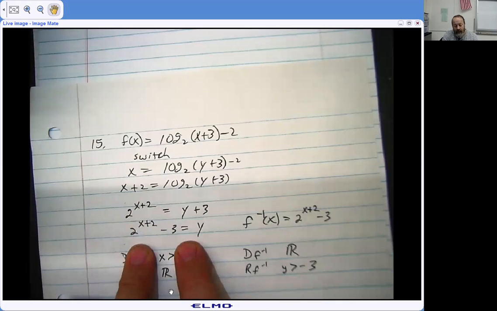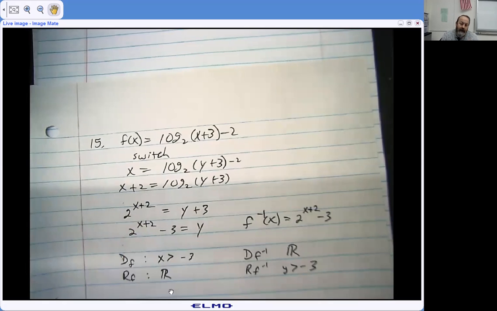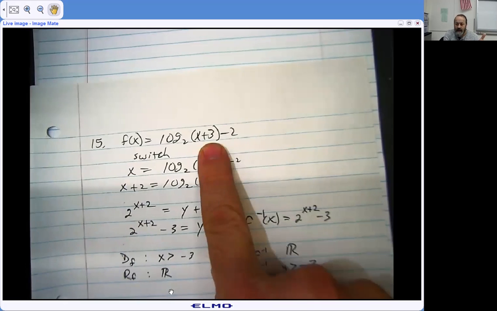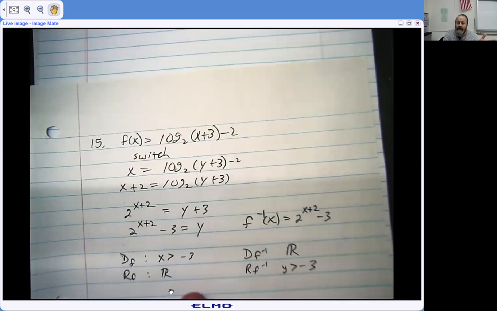Now, that being stated, there is a little bit that we want to talk about in terms of domain and range. In terms of the domain of a log, you can only take the log of positive numbers. So x has to be above -3 or it won't be positive. And the range of a log is actually all reals.